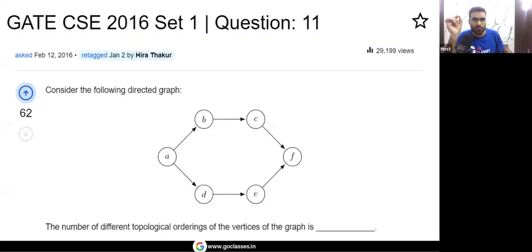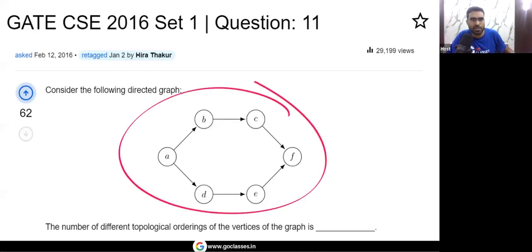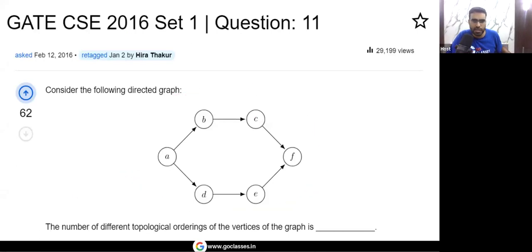Is this clear? Maybe some smart method you can apply depending on the graph. For example, here you can apply a smart method. Let me tell you the smart method. But don't worry if you don't understand, because this concept, as I told you, you will study in the algorithm subject.